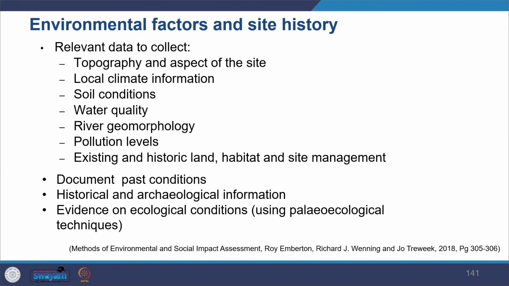So the data which you need to collect includes topography, local climate, soil condition, water quality, river geomorphology, pollution level, existing and historic land, habitat and site management, how it has been done. And then you need to look at the important documents of the past conditions, historical and archaeological informations and all that you need to look at. So these are very important elements.